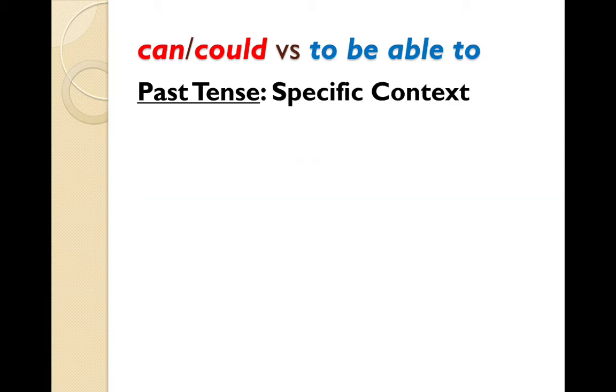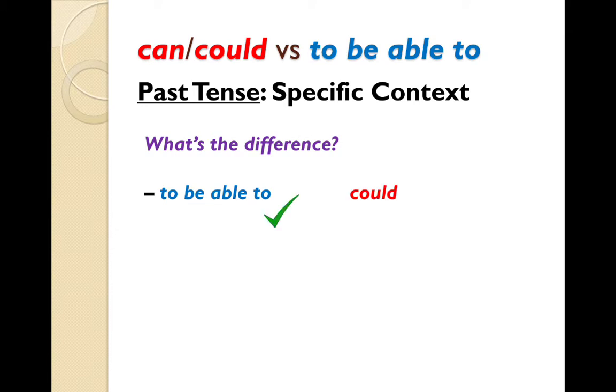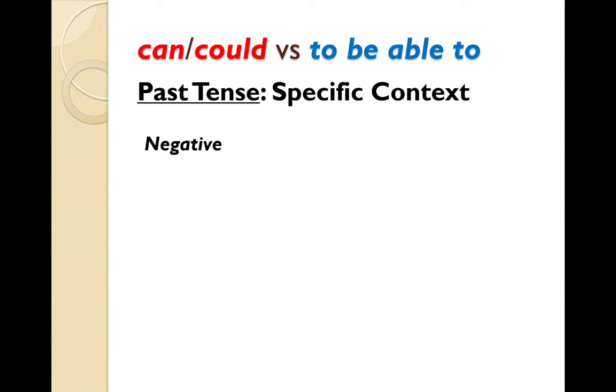But what about in the past tense if we're referring to a specific context? Now here there is a difference. So what is the difference? In a negative phrase, you can use be able to and could. But in a positive phrase, be able to is correct and could is incorrect. So let's look at some examples. So the negative, remember, both are correct.